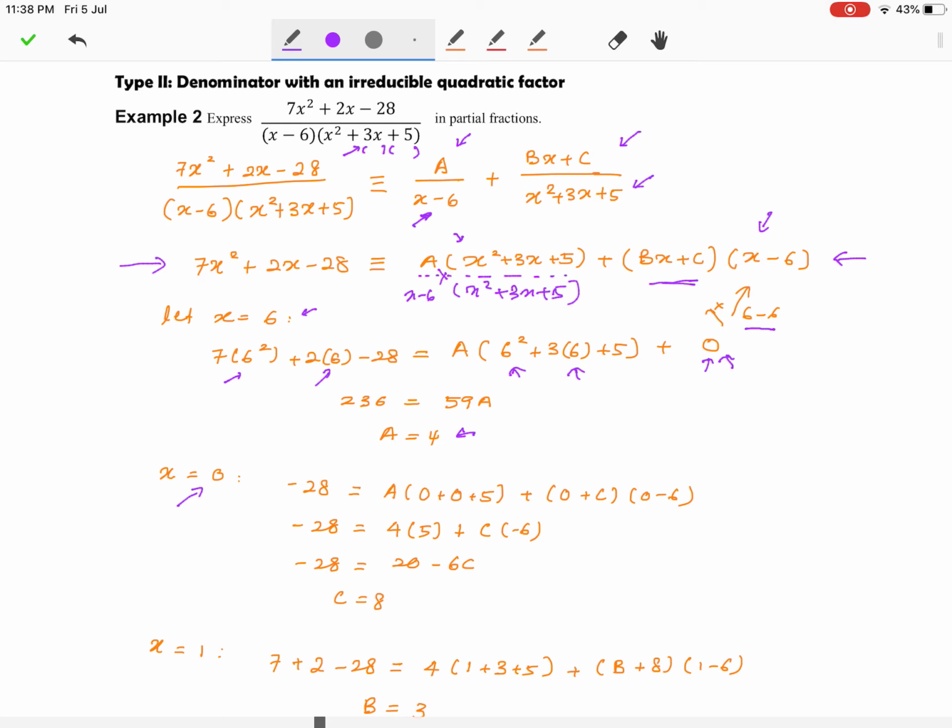So in this case, I'm going to pick x equals 0. If you do that, you can see that immediately the left hand side, which is 7 times 0 squared plus 2 times 0 minus 28, gives just negative 28 here, and this one 0, 0, 0 here. Then I substitute A equals 4, the value that I just found. So the B term is gone here, so I have C times negative 6. I have negative 60 here, so I get C equals 8.